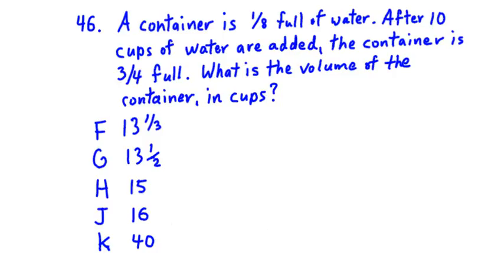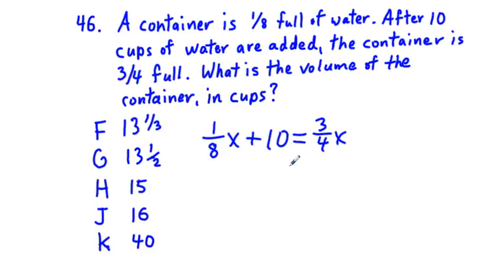46. A container is 1/8 full of water. After 18 cups of water are added, the container is 3/4 full. What is the volume of the container in cups? To me, the easiest way to work this out was to write an equation. If we consider the total volume of that container to be x, we could write this equation as 1/8 x plus how many cups of water we added, we added 18, is equal to how much? We have 3/4 of the container, 3/4 x.